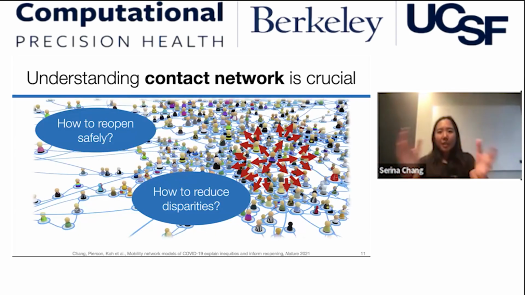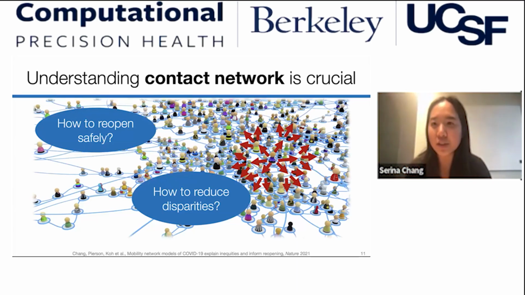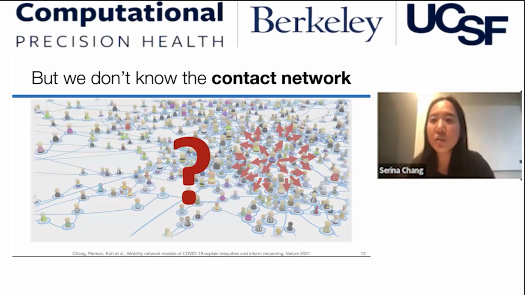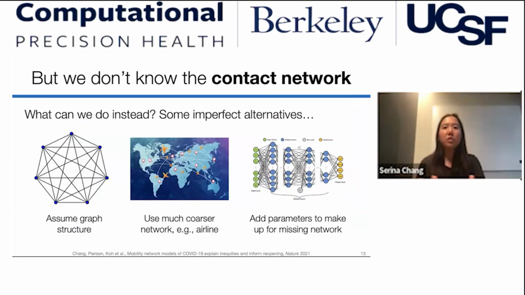So to begin, like I mentioned earlier, this contact network is really crucial for understanding how to respond to the pandemic. For example, questions like, how do we reopen safely? It depends on who is coming into contact where. And then how do we reduce disparities? It depends on different risks that contact is bringing to different communities. So understanding this contact network is crucial. But we don't usually know the true contact network because we don't track who is coming into contact with whom. So if we don't know the true contact network, what can we do instead?